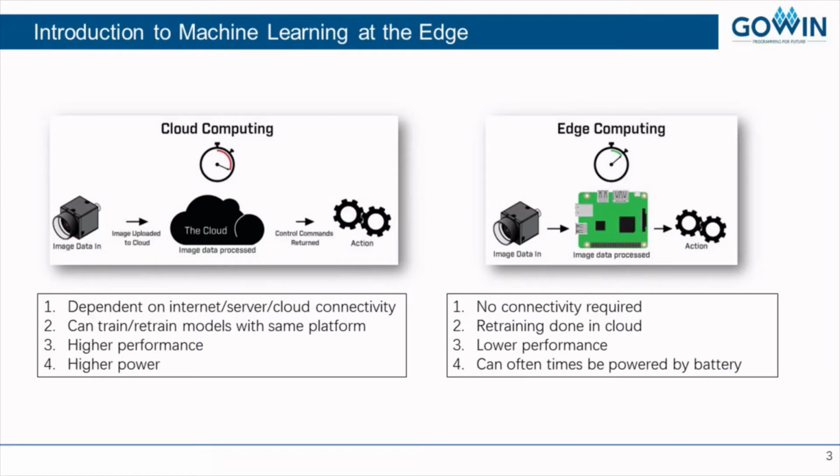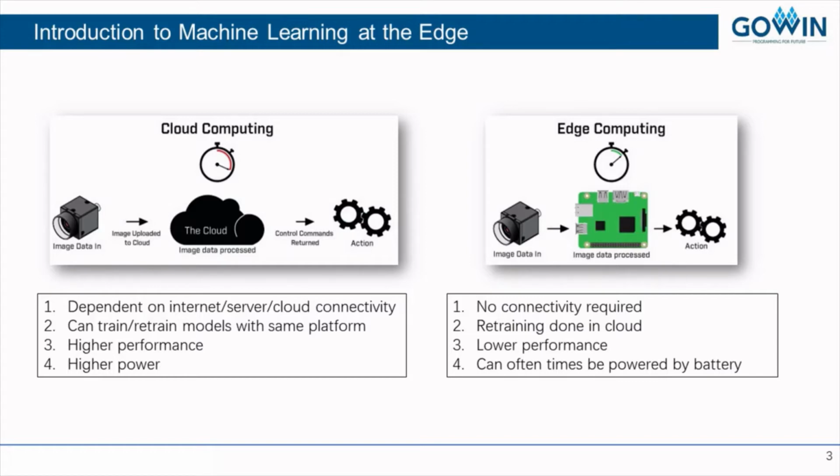So let's just go through this list really quick. Cloud computing is dependent on the internet, server, or cloud connectivity to do the processing. You can train and retrain models on the same platform. So that's a fundamental difference. Most of the edge computing platforms do not involve training. They have already trained a model on a server in the cloud, and then after the model is trained, they use just the trained model on the embedded hardware.